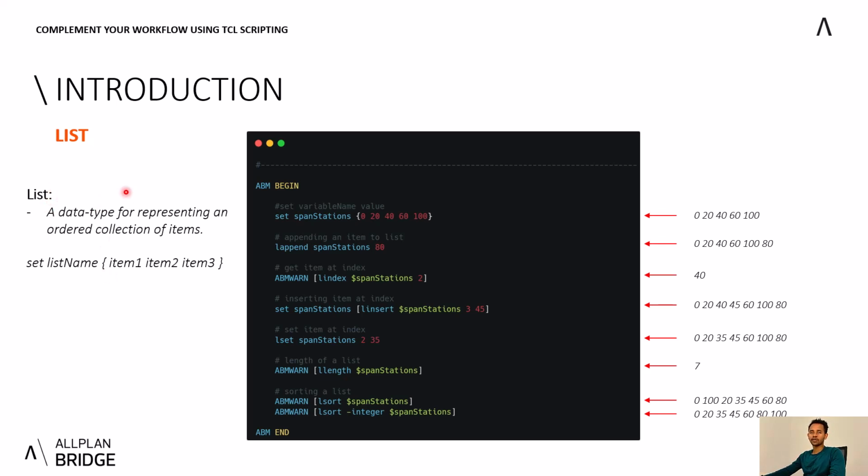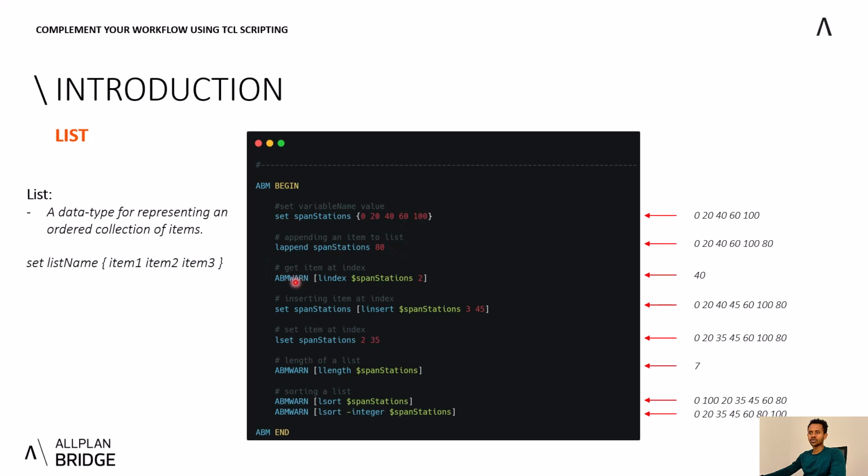To set a variable with the data type of list, you just say set, variable name, and a value. So set span stations and the value 0 to 100. We don't have, like, 60, 100, we don't have any 80 here. So maybe you want to add that. So what we can do is use lappend, the list append. This will append to the variable span stations a value of 80. So 80 will be appended here.